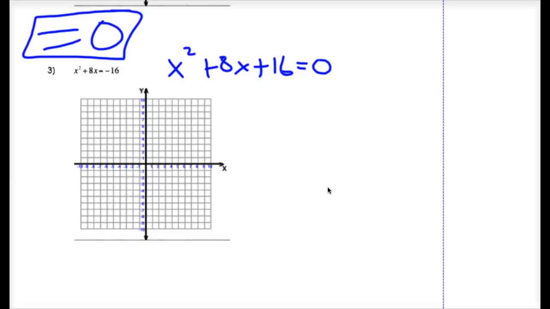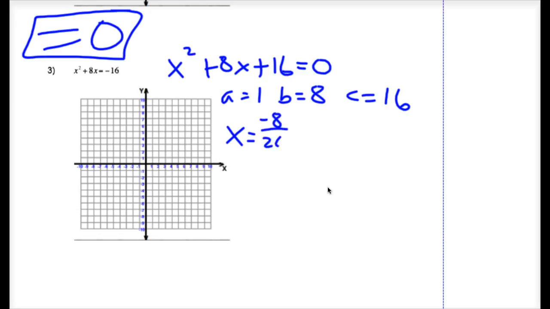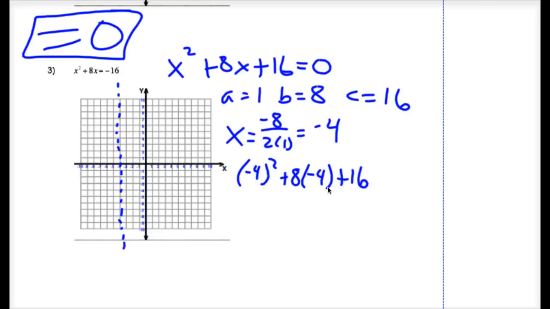Okay? So, A equals 1. B equals 8. C equals 16. Alright. I got the axis of symmetry at negative 8 over 2 times 1, which is negative 4. Did everybody get an axis of symmetry at negative 4? Yep. Okay, plug negative 4 in carefully, especially Sean. Negative 4 squared plus 8 times negative 4 plus 16. But you do the negative outside of it? Or?